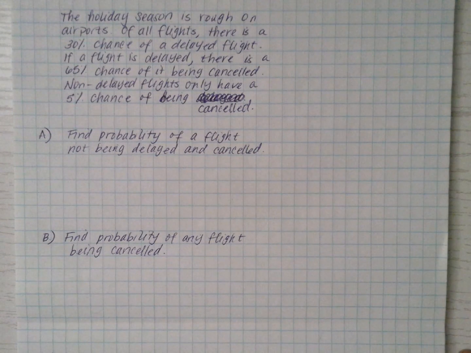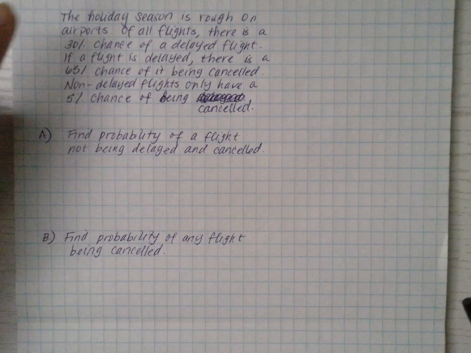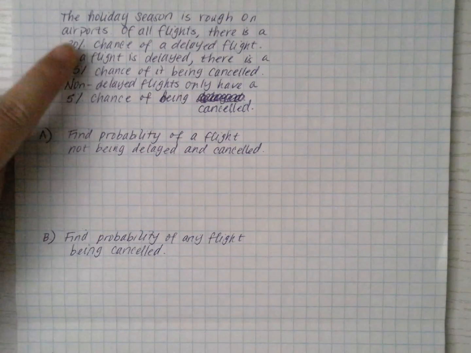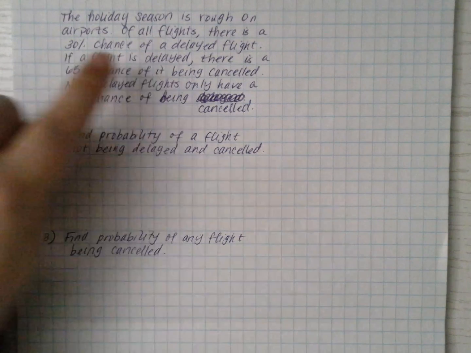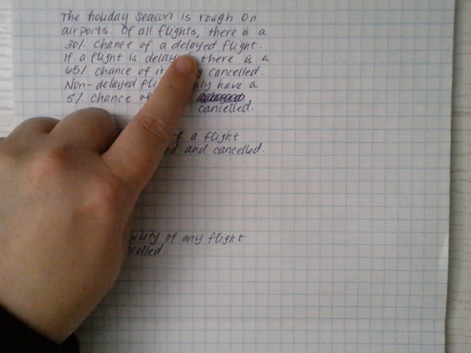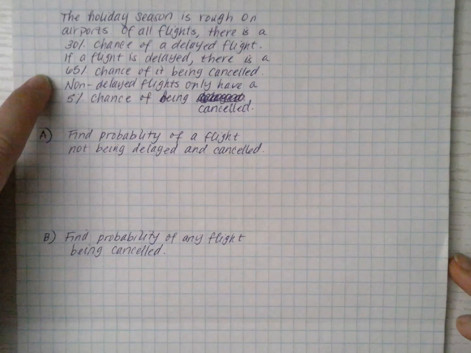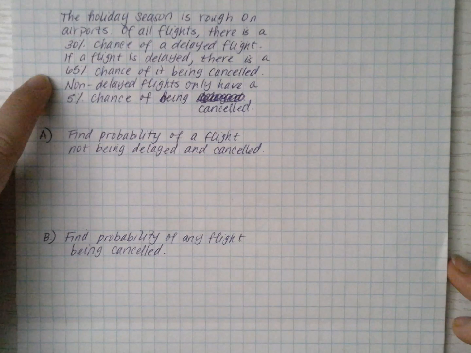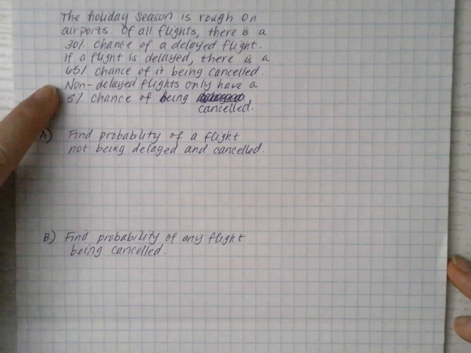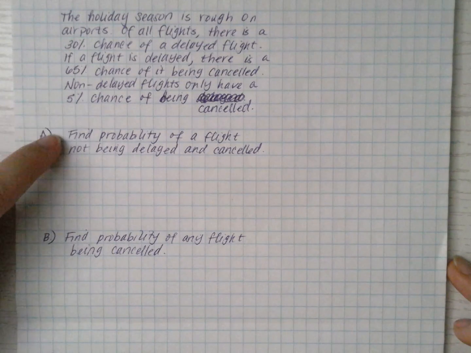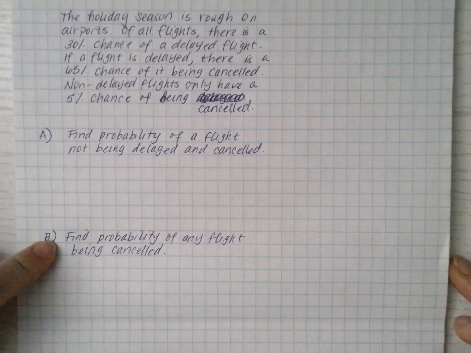All right, so we're going to be doing an example where I'm going to be building a tree diagram. And the prompt is, the holiday season is rough on airports. Of all flights, there is a 30% chance of one of those flights being delayed. If a flight is delayed, there is a 65% chance of it being canceled. However, the non-delayed flights only have a 5% chance of being canceled. And then they've provided some questions for finding those probabilities.